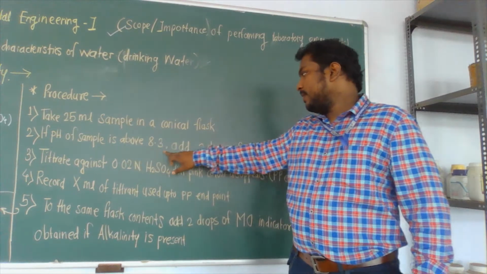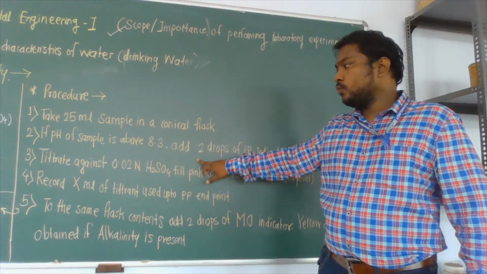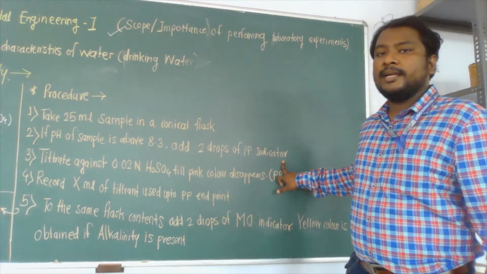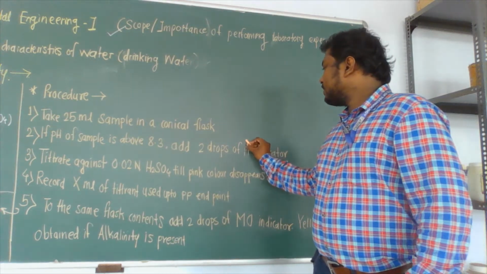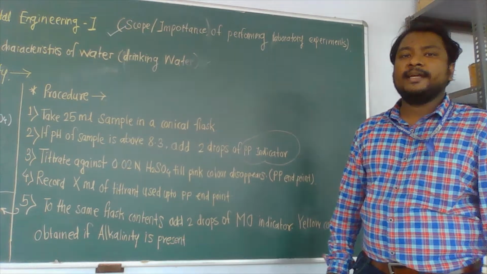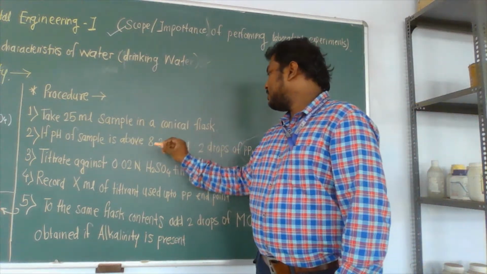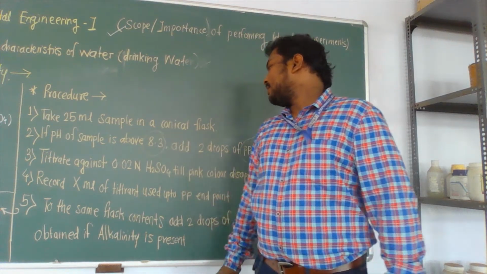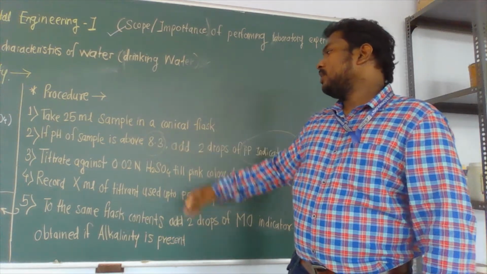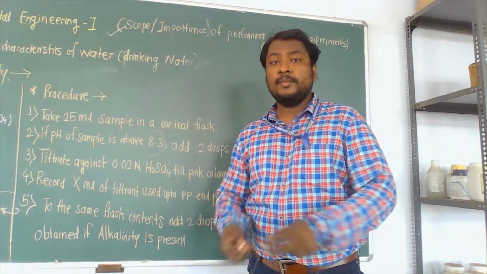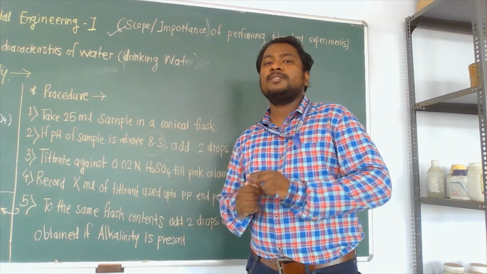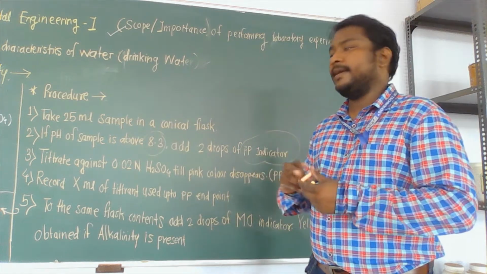If the pH of the sample is above 8.3, add 2 drops of phenolphthalein indicator. First we will check for the alkalinity present, and which type of indicator we will use first. At first we will use the phenolphthalein indicator, and we will check if the pH of the sample is above 8.3, then phenolphthalein alkalinity is present in the water. We have already measured the pH, and if it is found to be above 8.3, then we have to add 2 drops of this phenolphthalein indicator.